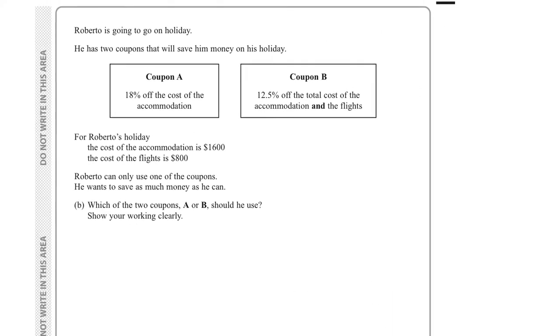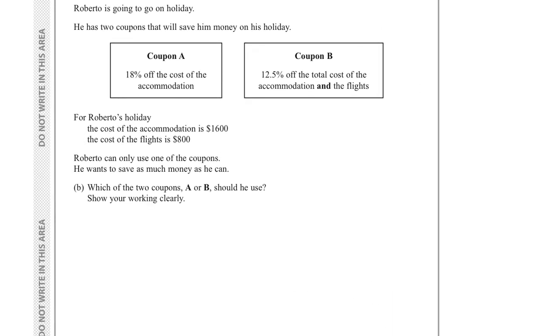Question 5. Oh my God, there's a part B to it. Roberto is going on a holiday. He's got 2 coupons that will save him money on his holiday. For Roberto's holiday, the cost of accommodation is $1,600. Cost of the flight is $800. Roberto can only use one of the coupons. He wants to save as much as he can.